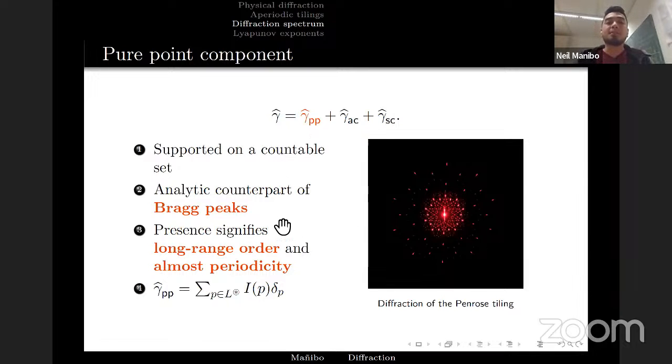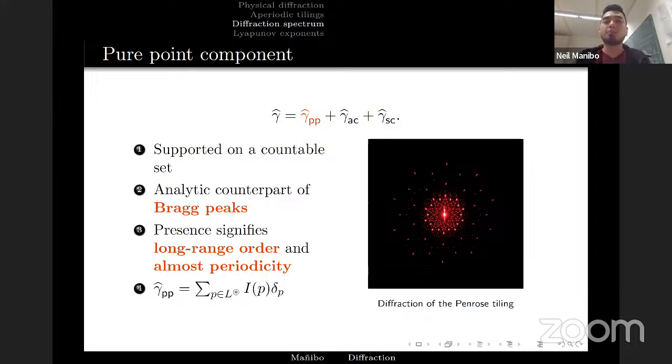And the presence of such a component is attributed to having long range order in the material, and it's also connected to almost periodicity. So mathematically, we can write the pure point component as another Dirac comb, where I_P now corresponds to the intensity, so how bright the points are. And then L star is the support of your measure. So in this case, the location of the points, you take the union of them, it's going to be L star. And it's usually called the Fourier module.